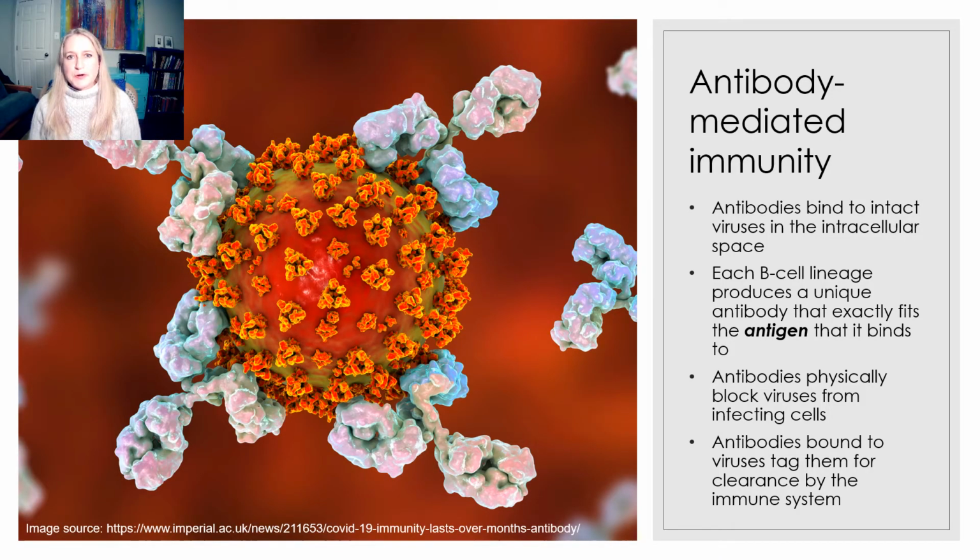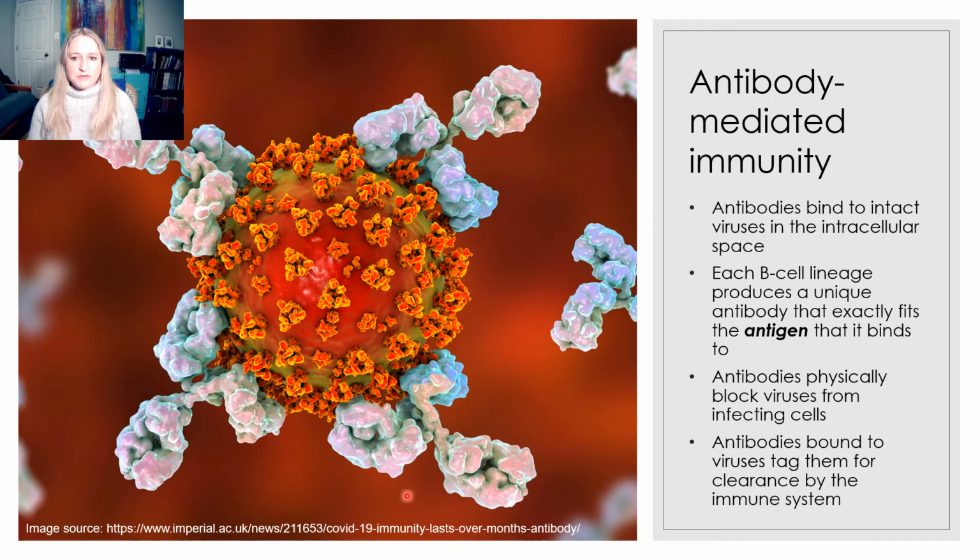One thing to know about the immune system is that it very specifically recognizes molecules, and it has two mechanisms for doing this. One is antibody-mediated immunity. So antibodies are proteins that are secreted by a cell called a B cell, and anything that an antibody binds to is called an antigen.